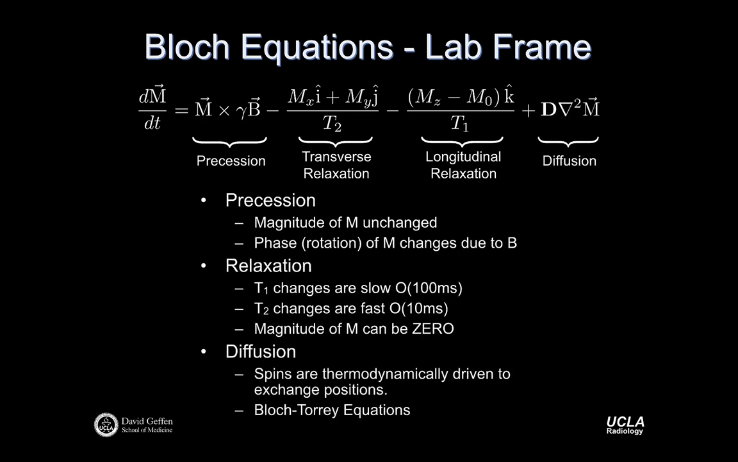We know that the relaxation terms depend on T1 and T2. We'll talk a little bit about T1 and T2. T1 changes are slow, on the order of hundreds of milliseconds. T2 changes are faster, on the order of tens of milliseconds. And interestingly, and I'll show you some examples, the magnitude of the bulk magnetization vector can actually be made zero. So don't think of this vector as being a block of wood that we spin around and flip up and down. We can actually annihilate, if you will, the bulk magnetization, at least transiently. And that's a useful thing for getting rid of signals sometimes.